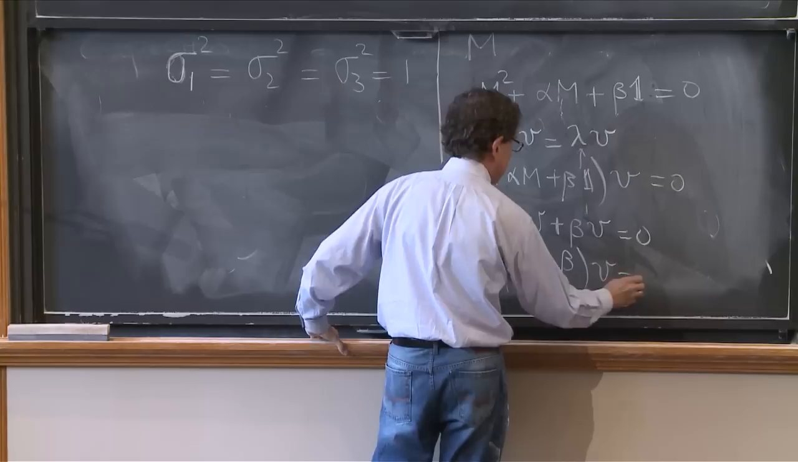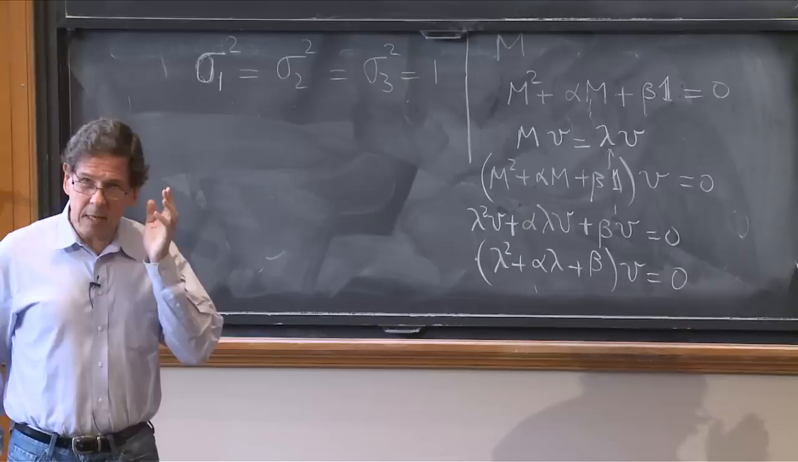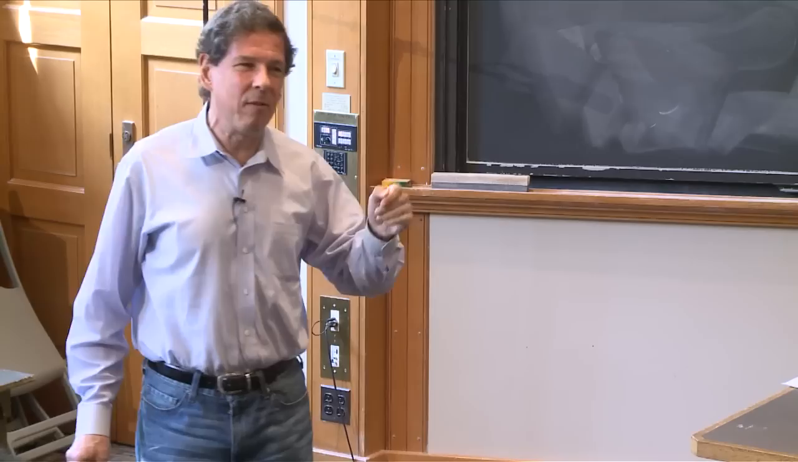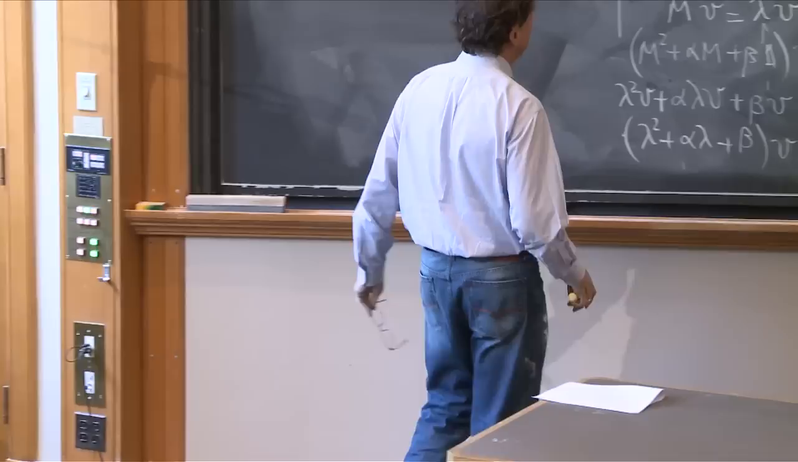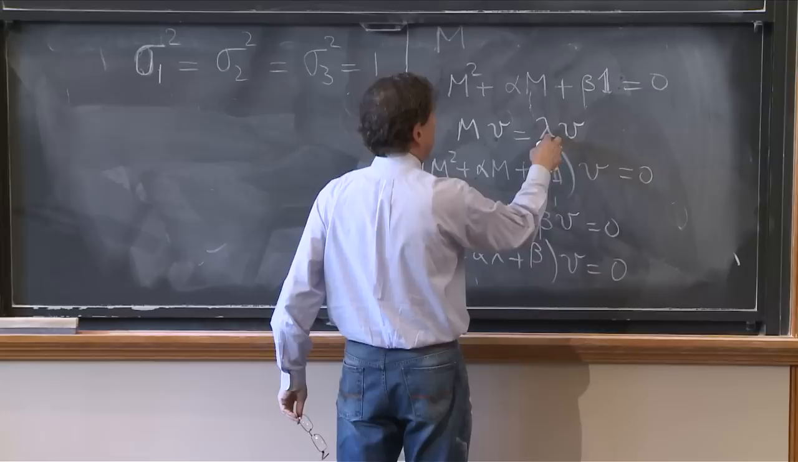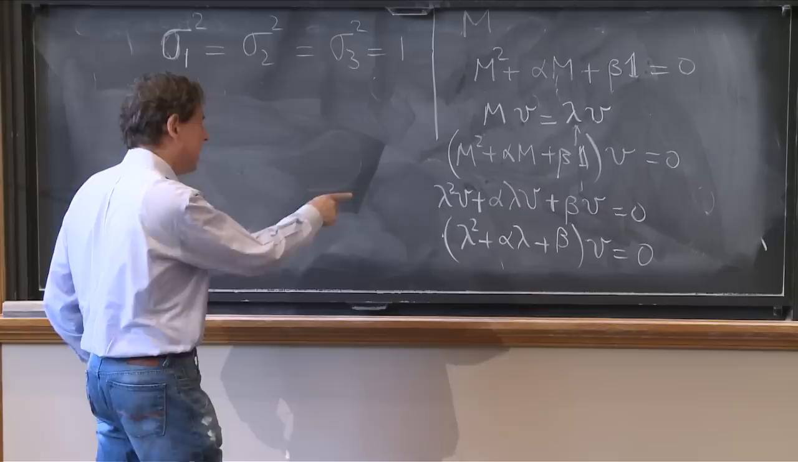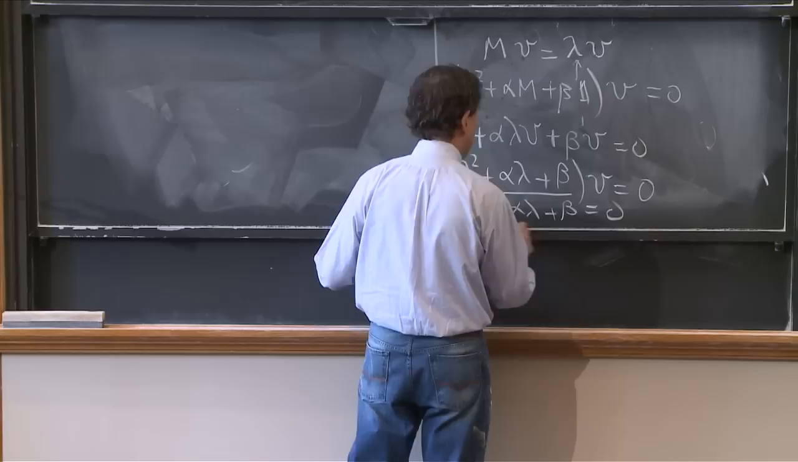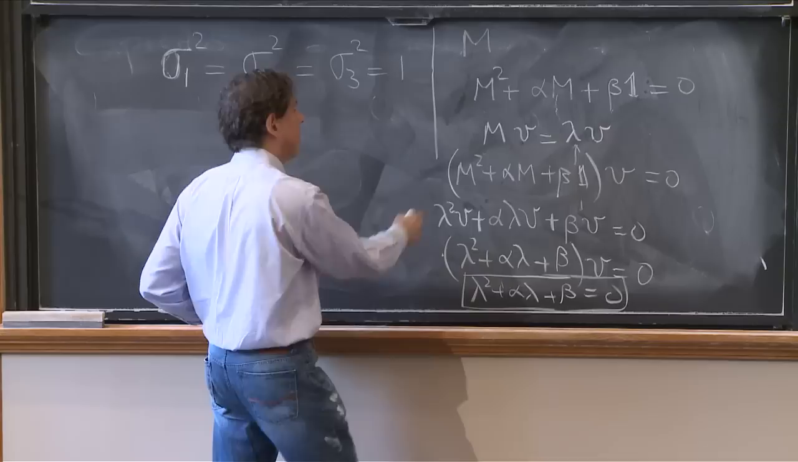Well, v cannot be 0. Any eigenvector, by definition, eigenvectors are not 0 vectors. You can have 0 eigenvalues, but not 0 eigenvectors. That doesn't exist. An eigenvector that is 0 is a crazy thing, because then the eigenvalue would not be determined. It just makes no sense. So v is different from zero. So you see that lambda squared plus alpha lambda plus beta is equal to zero, and any eigenvalue of this matrix must satisfy this equation.